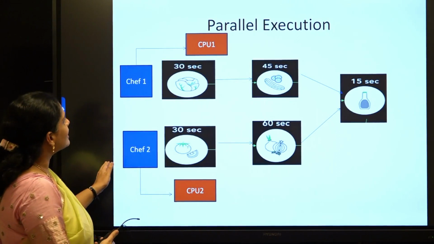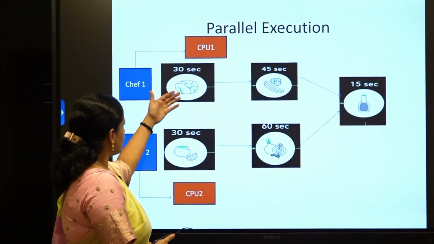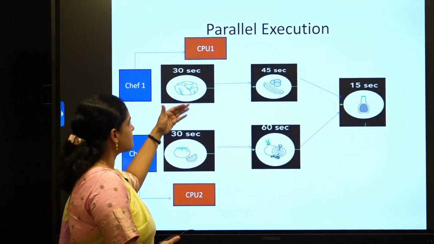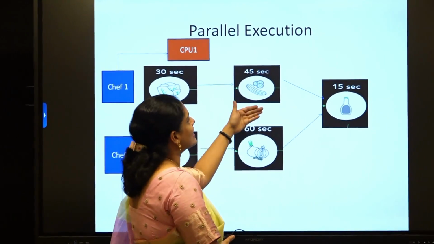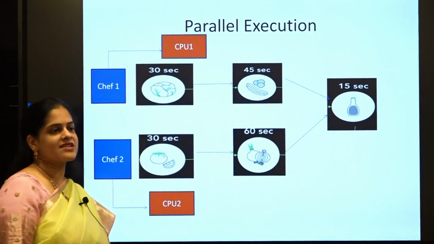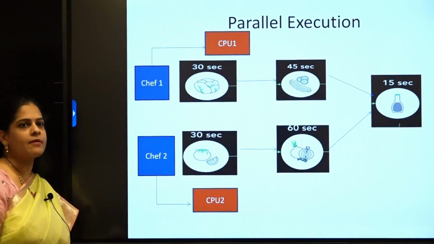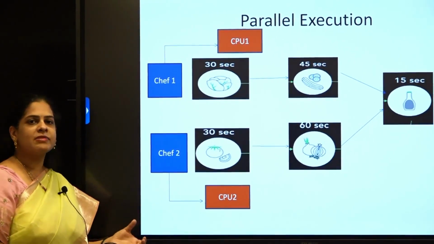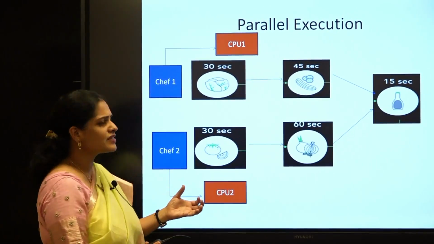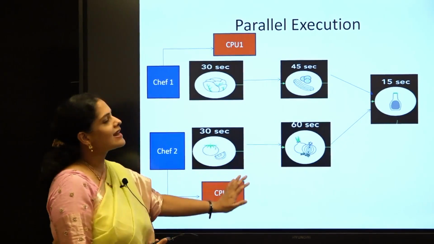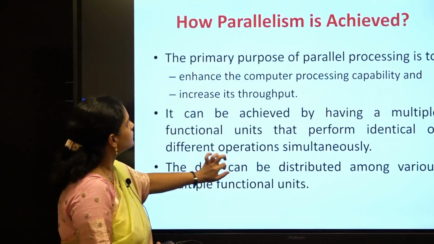So by doing this particular execution in parallel, they are going to save time. Rather than taking 3 minutes of execution time in preparing the recipe, it can be done in less than 3 minutes. So this is how a parallel execution environment works.